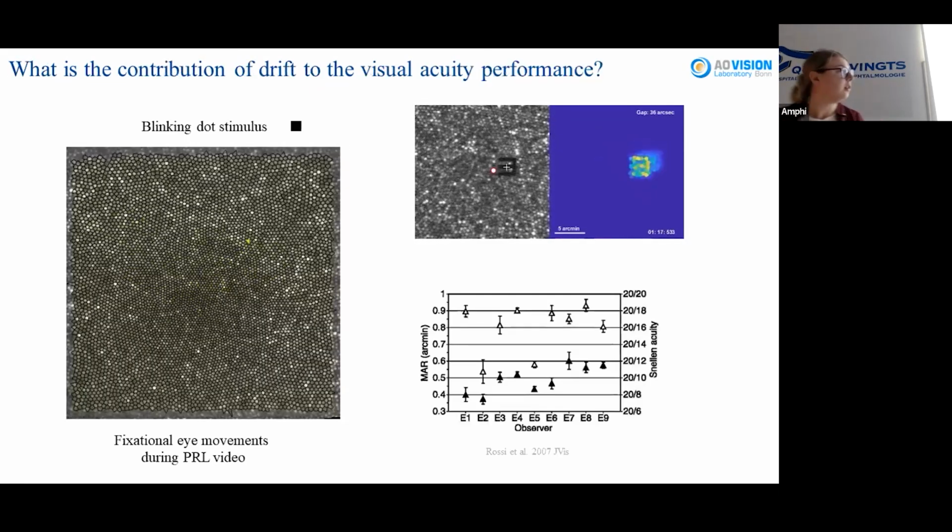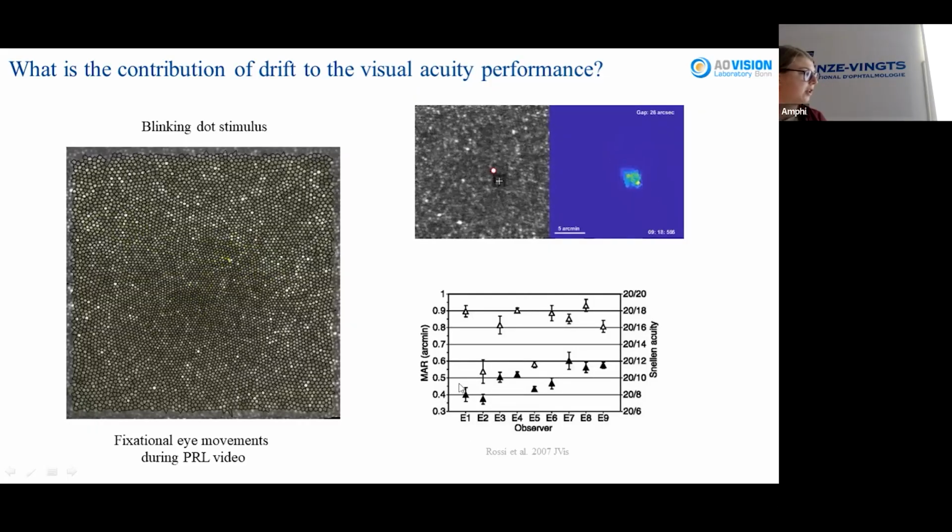What is also known is that people are extremely good at performing visual acuity tasks. Here we can see different observers, this is work from Rossi et al. People are extremely good at acuity tasks. Sometimes it can go beyond even the Nyquist limit or the cone resolution. So one may ask, what is the role specifically of the drift in such good visual acuity performance?